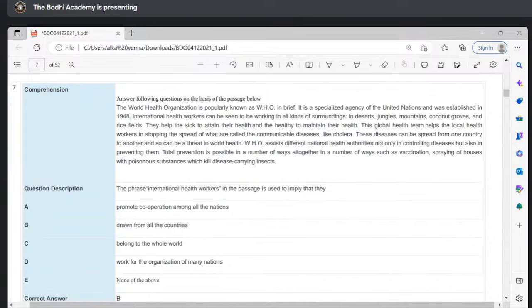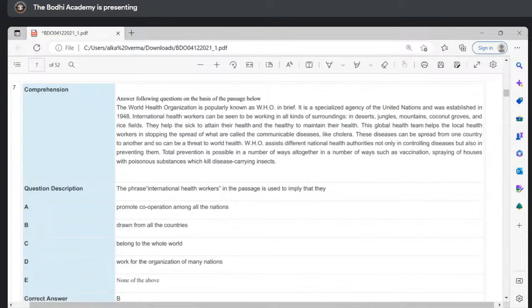So when you say international health workers, when you say international, of course it will be from all over the place, taken from all over the globe. So drawn from all countries, this option is making sense, maybe this is the right one. Belong to the whole world. Work for the organization of many nations.